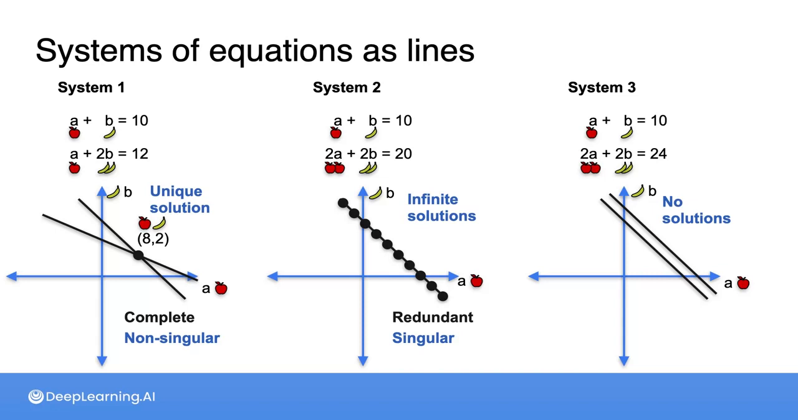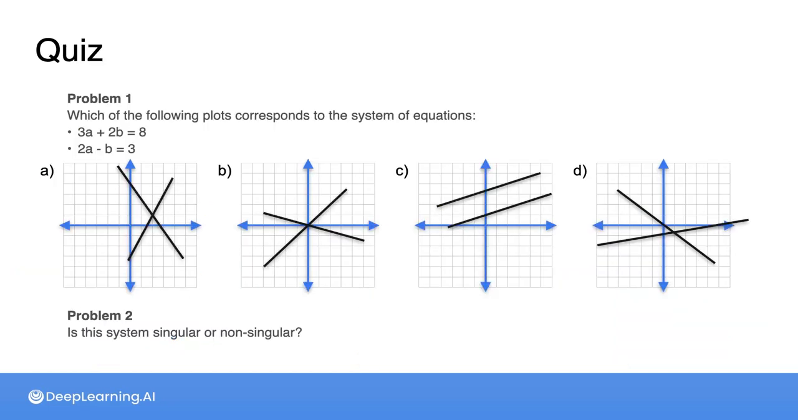And finally, since the third system corresponds to 2 lines that never meet, it means the second equation contradicts the first one. We have no solutions. Therefore, the system is contradictory and singular. Now you're ready for another quiz.